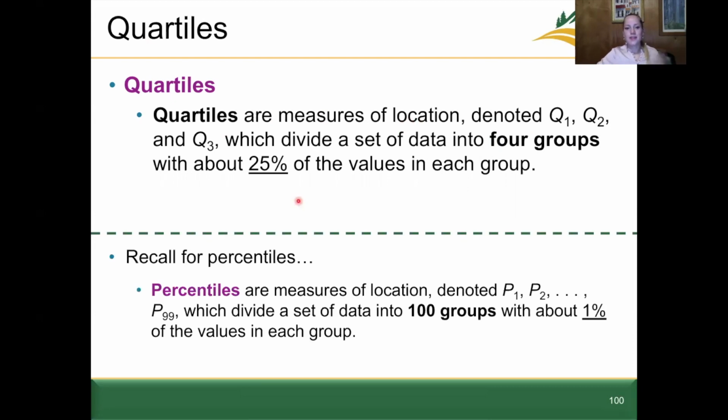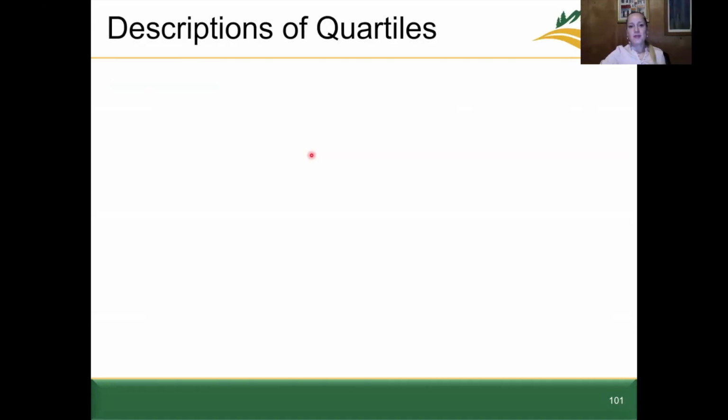Now, again, we just talked about percentiles, but recall for percentiles, these are denoted as P1, P2 through P99, which we divide the set of data into 100 groups total, rather than just 4, with about 1% of the values in each group. Where for quartiles, about 25% of the values are in each group. Okay, let's talk a little bit more about quartiles, and we'll do an example.